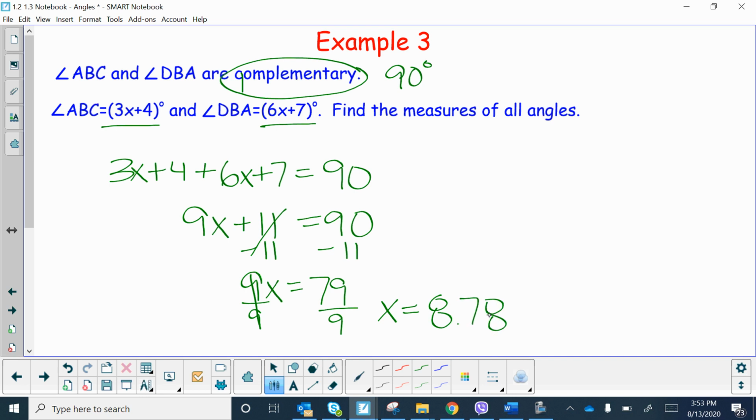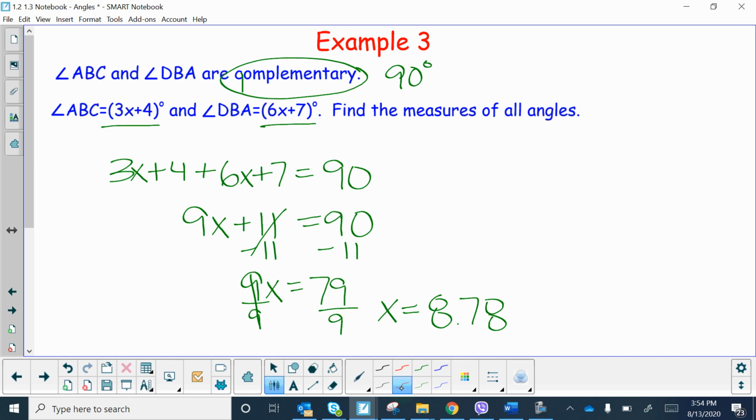Just to be sure, I know everybody always freaks out when we have decimals, so let's double check our work. ABC and DBA are 3x plus 4 and 6x plus 7. 3x plus 6x is 9x, 7 plus 4 is 11, set it equal to 90, minus 11 gets 79. Okay, that's fine. So we get a decimal, 8.78. And so now let's plug that back in to each one. I have it in my calculator, I'm going to plug it into the first angle.